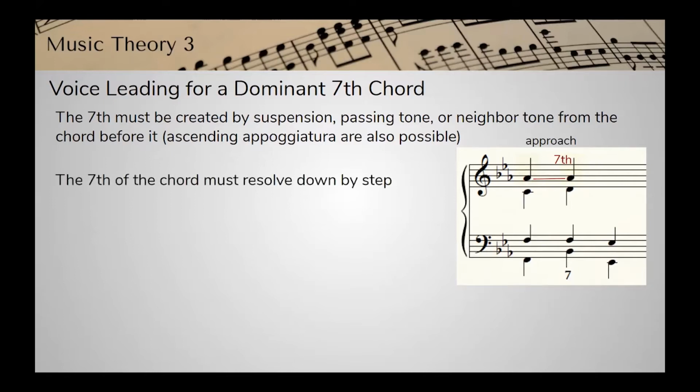The most important part of this is that the seventh must resolve down by step. So we've created a dissonance by using a suspension, and now we're going to resolve that dissonance by moving down a step into the next chord. An A flat should move down by step to become a G, which is the third of the next chord. So you always follow this pattern of approaching, in other words creating the dissonance, and then resolving that dissonance in a certain way.